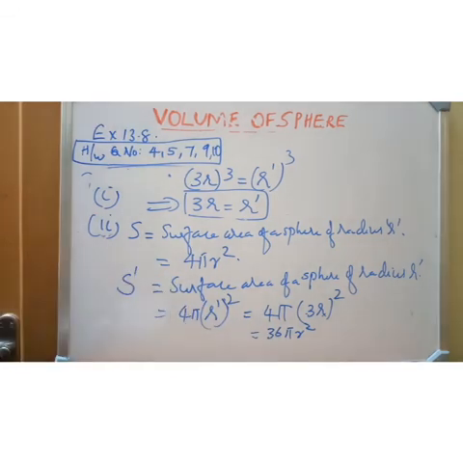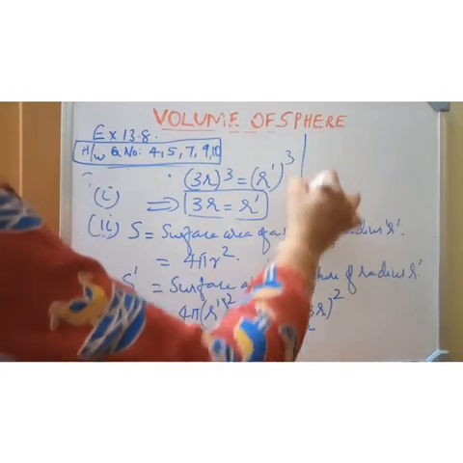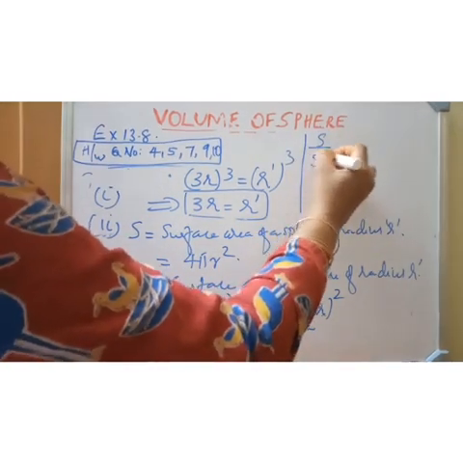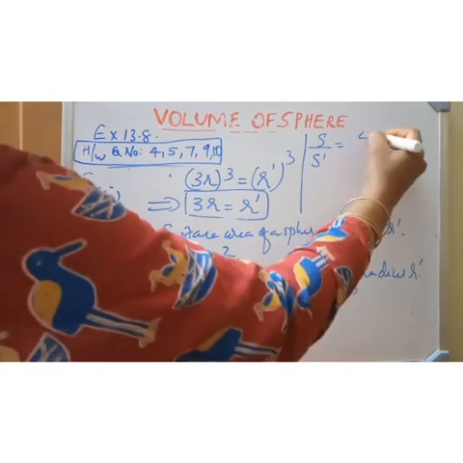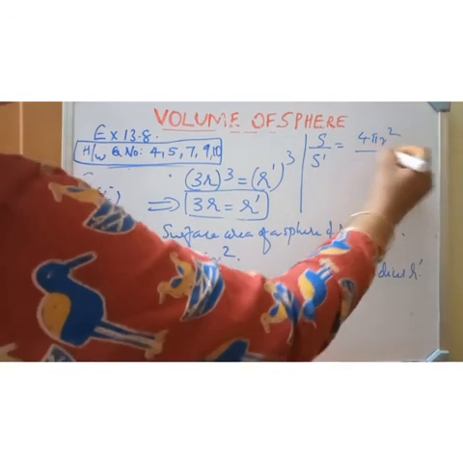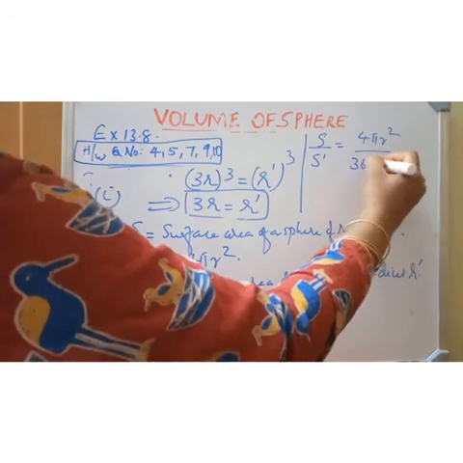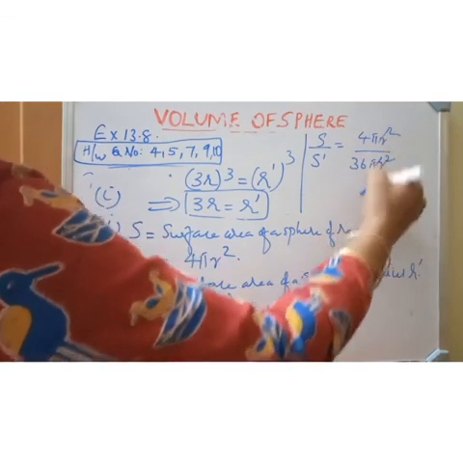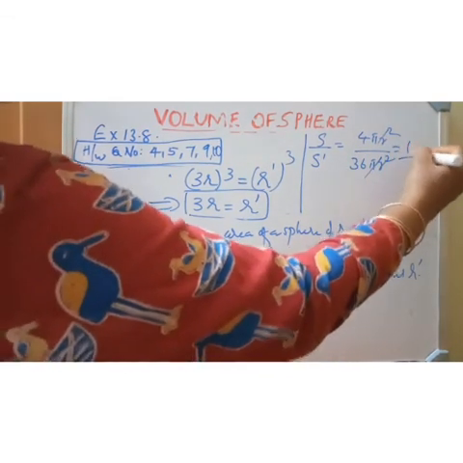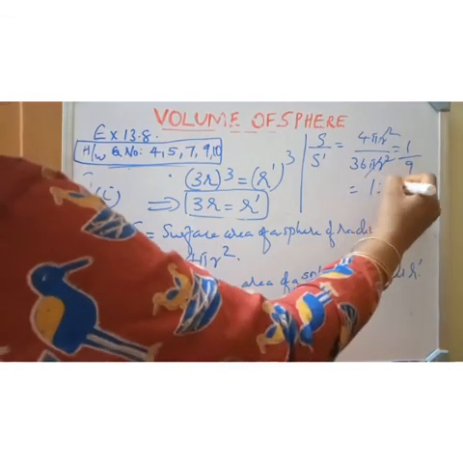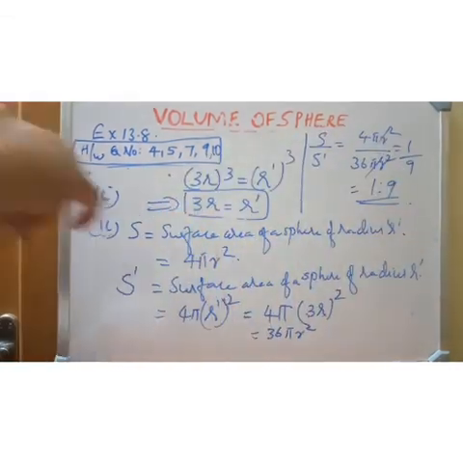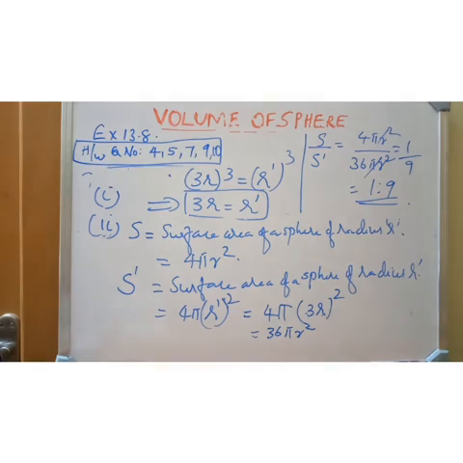So they ask you to find out the ratio of S and S dash. So S by S dash is equal to what? Therefore S divided by S dash is equal to S is 4 pi r square divided by 36 pi r square. Pi r square and pi r square get cancelled. You will get 1 divided by 9, that is 1:9. Okay. So the ratio you will get is 1:9.